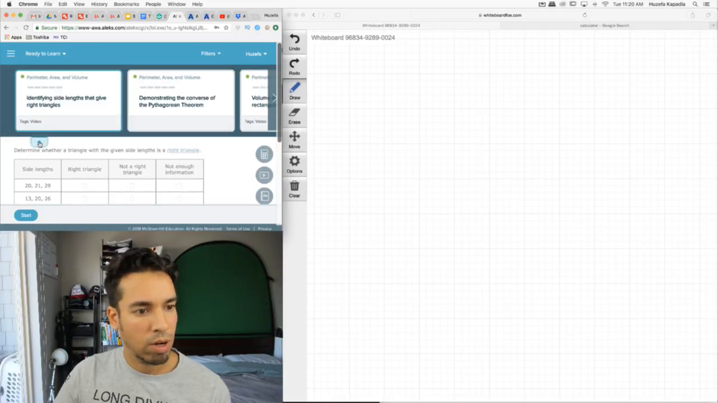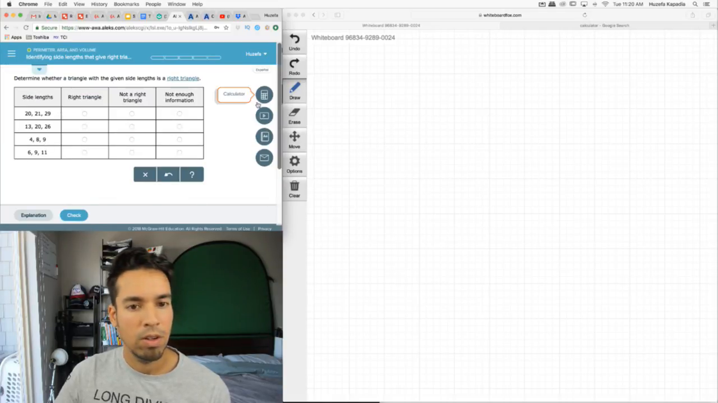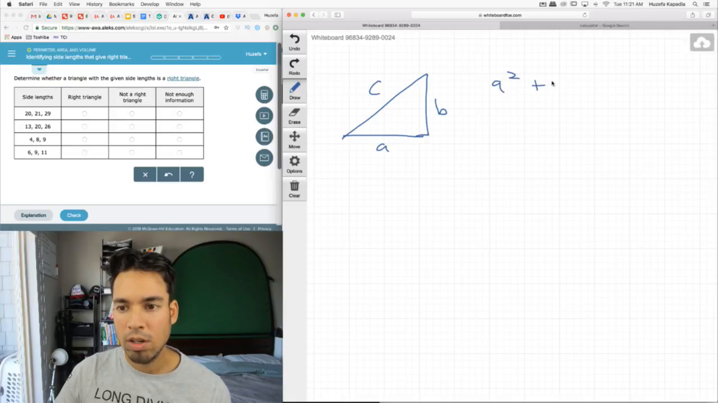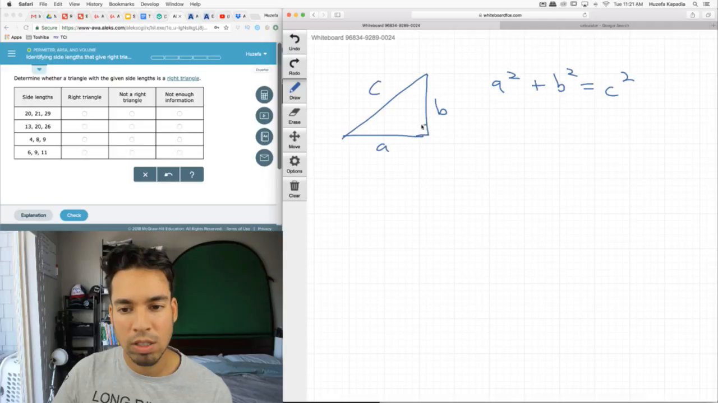Identifying side lengths that give right triangles. Okay, so a right triangle means that we're going to have to satisfy the Pythagorean theorem, which is a squared plus b squared equals c squared. And c is, again, the hypotenuse, which means it's the longest side. So in this case, this means that 20 squared plus 21 squared has to equal 29 squared.